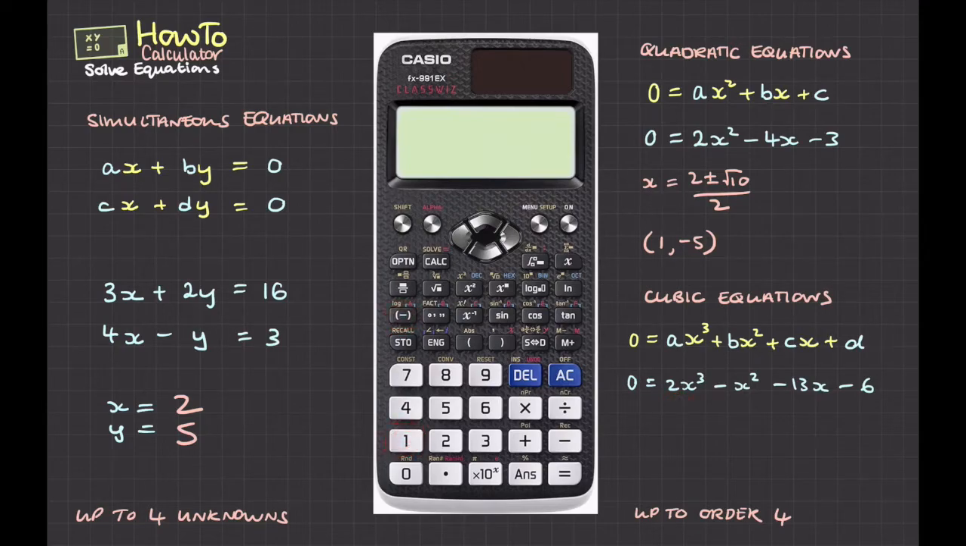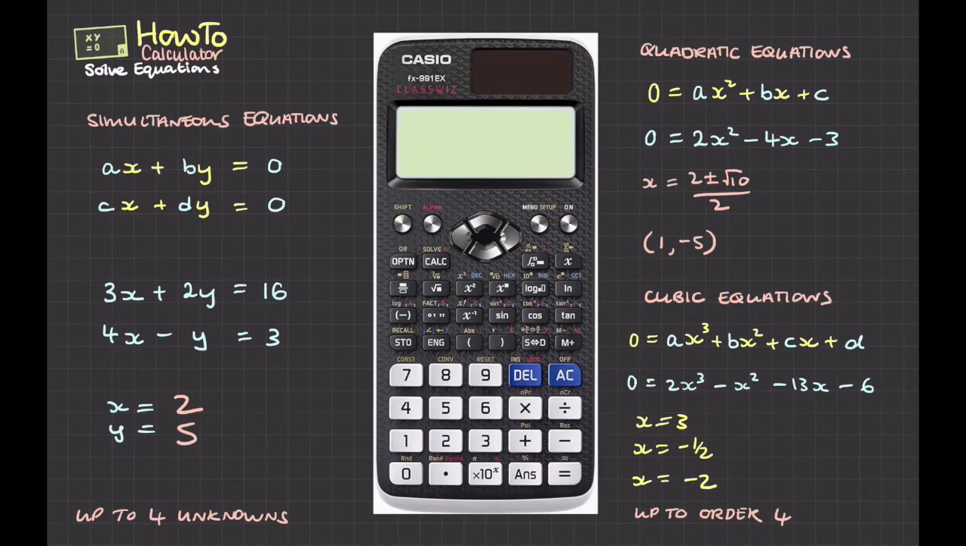-1, equals, then we've got -13, so minus 13, and then equals, and then minus 6. Press equals one more time, and it gives me my x values. So I've got an x value here of 3. I've got another x value of minus a half, and another one of minus 2.